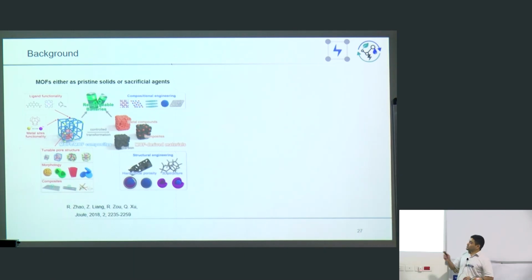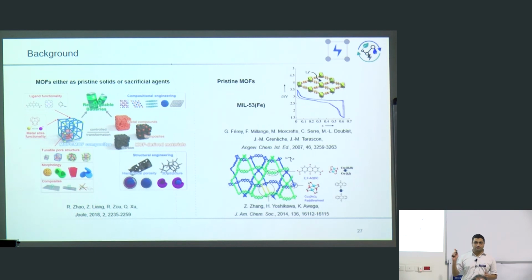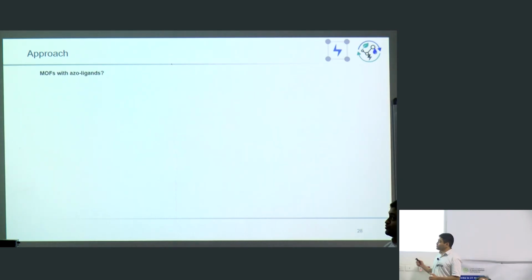But I said that the pristine MOFs have been used in the past, and one of the first examples was this MIL-53 iron, where they used the iron redox from plus 2 to plus 3 to insert lithium ions. The other example came from this group in 2014, where they took a copper based MOF, and the redox chemistry of copper 1 to copper 2 was utilized to insert sodium ions. Right. So coming back to this idea, whether we can use azo based systems, right?